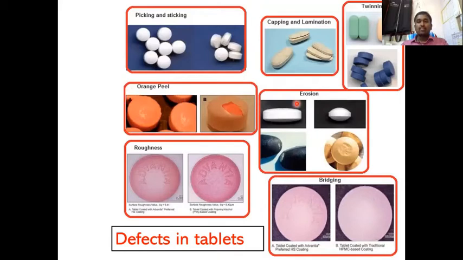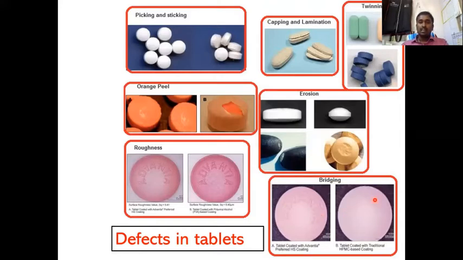Another thing is called erosion. After the punching of tablets, instead of looking uniform like this, you could see some erosions, removal of some material. Somewhere a defect looks like some kind of breakage or rupture. This kind of problem is called erosion. Another problem is roughness. Instead of a smooth, shiny appearance, they might have a very rough appearance or uneven texture. And bridging, the name is clear, due to bridging of the particles.